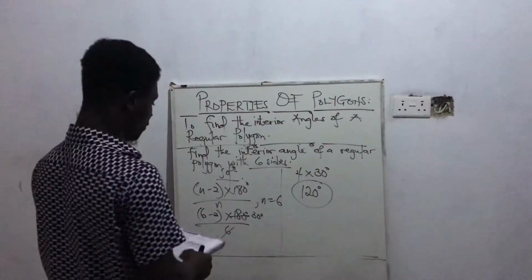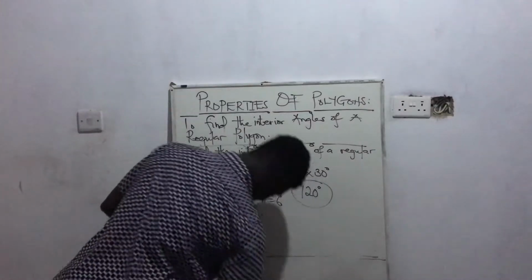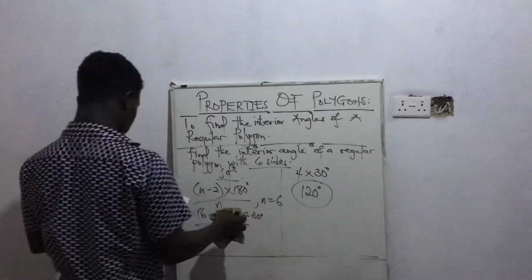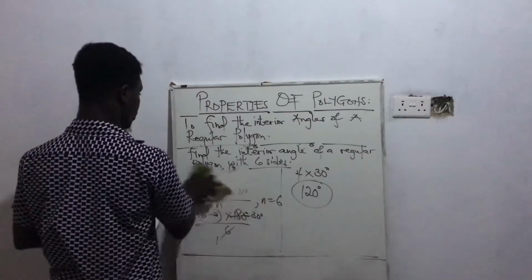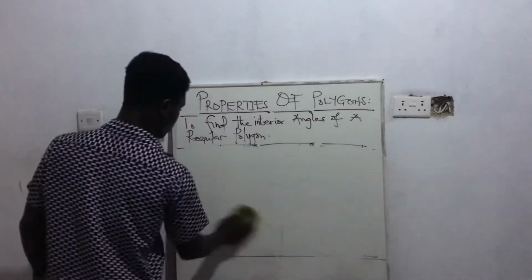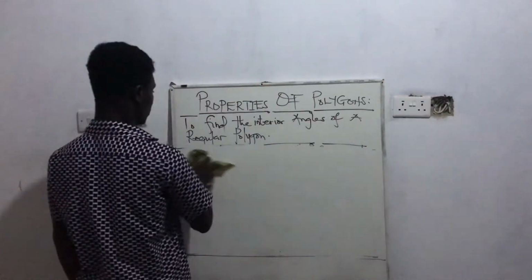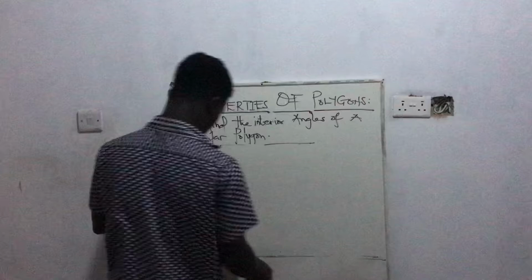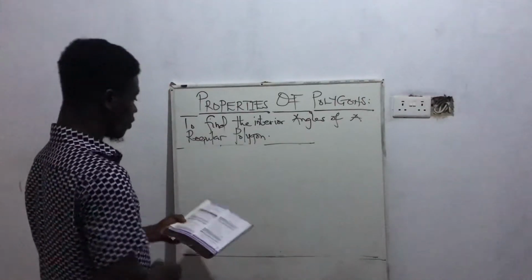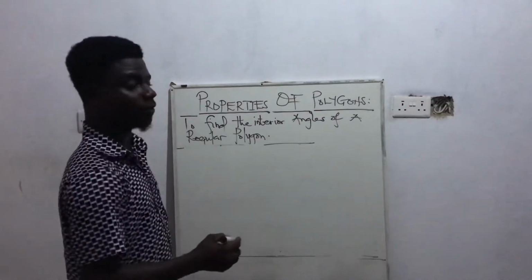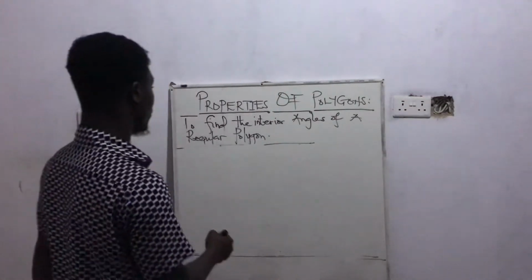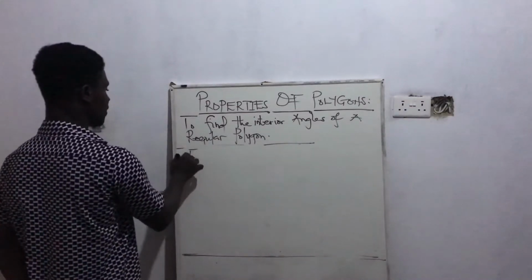So now let's solve the next example. Find the interior angle of a regular polygon with 5 sides. They said we should find the interior angle of a regular polygon with 5 sides.